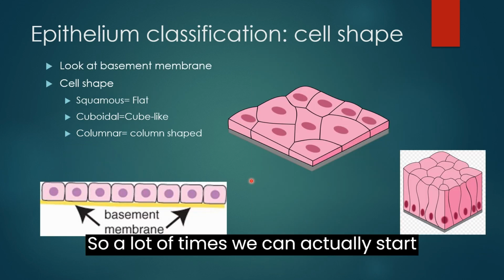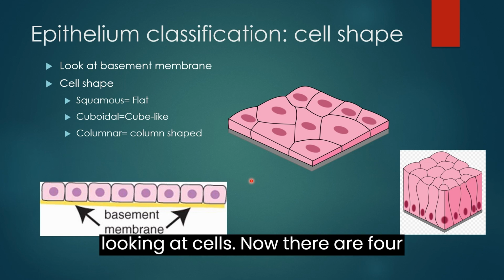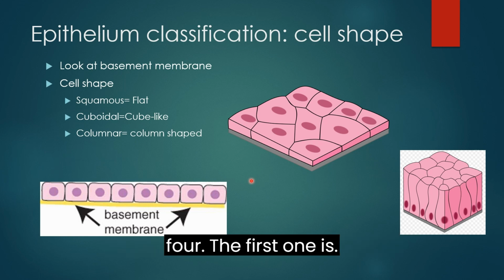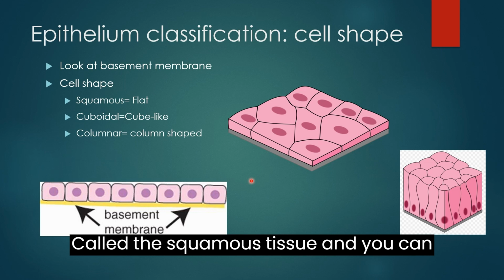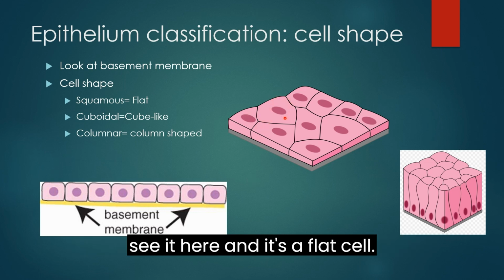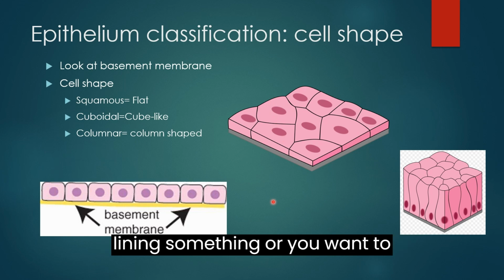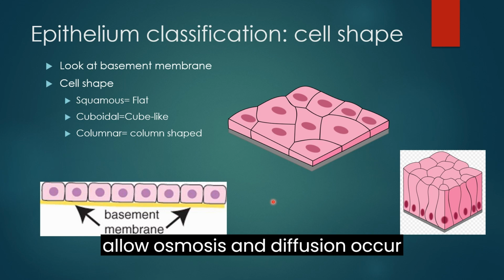So a lot of times we can actually start looking at the epithelial tissue by looking at cells. Now, there are four different types of epithelial tissues, but right now I will only talk about four. The first one is called the squamous tissue, and you can see it here, and it's a flat cell. Now, the reason you would want a flat cell like this is either because you're lining something, or you want to allow osmosis and diffusion to occur.